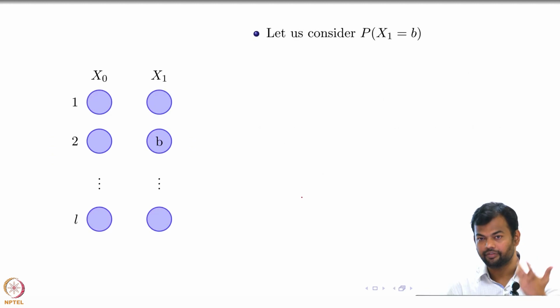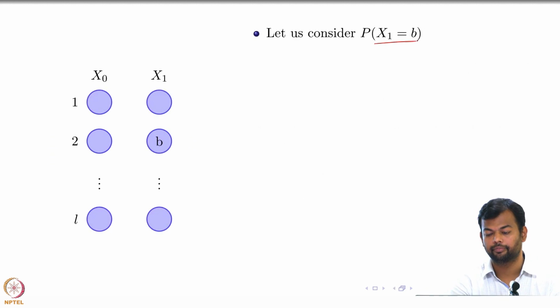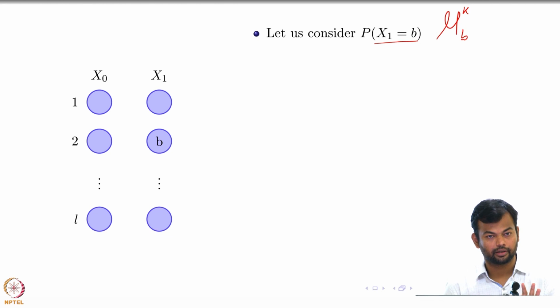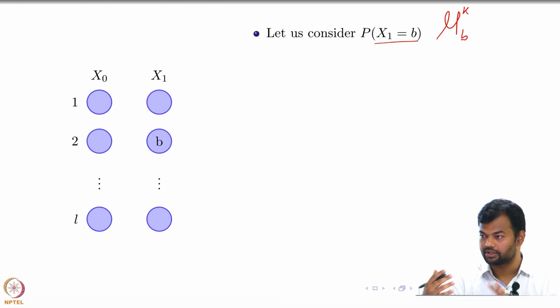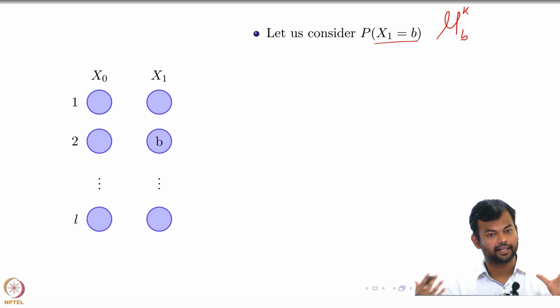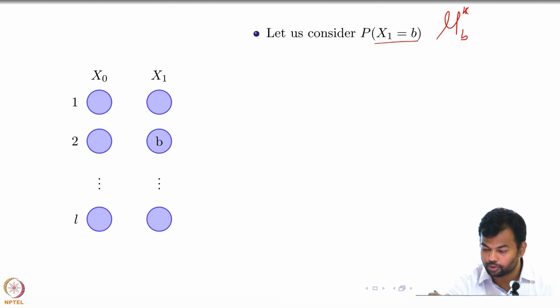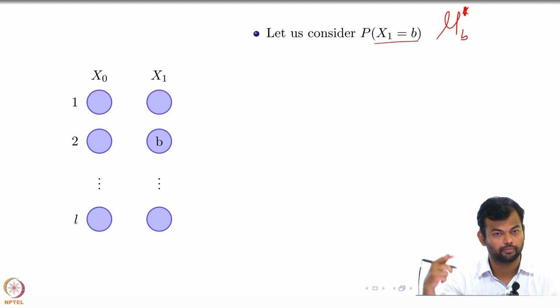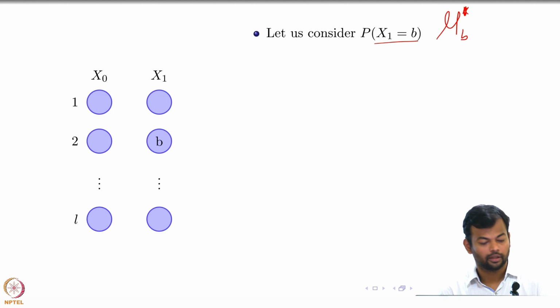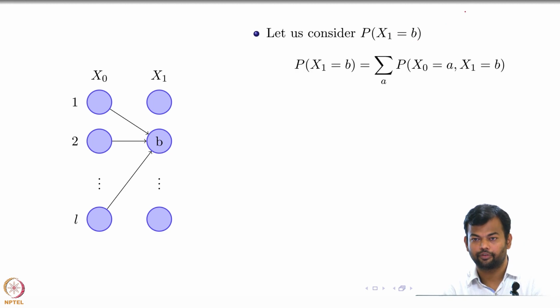One of the entries of mu 1 is x1 equal to b. So which entry of mu 1 is this? The b-th entry of mu 1, just as mu 1 a was the probability that x1 can take on the value a. Is that fine? Now let us consider p of x1 equal to b. I can write it as the following.